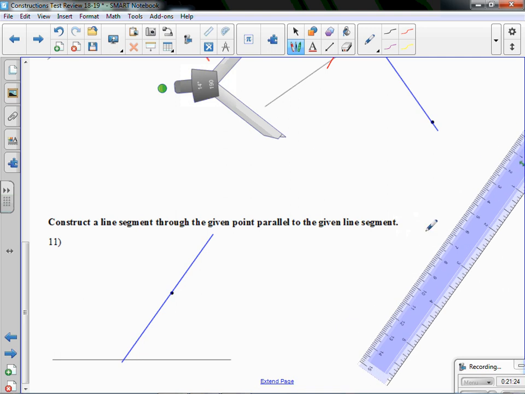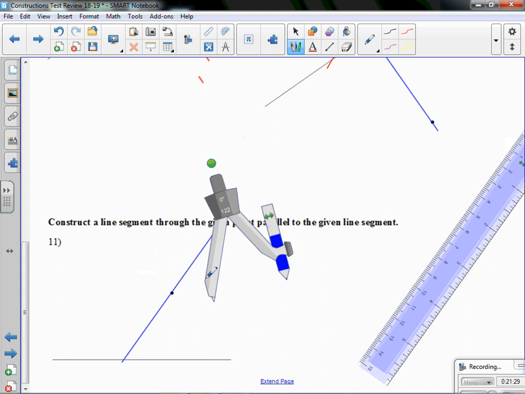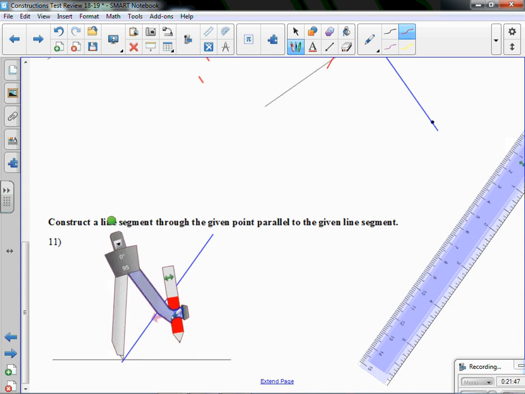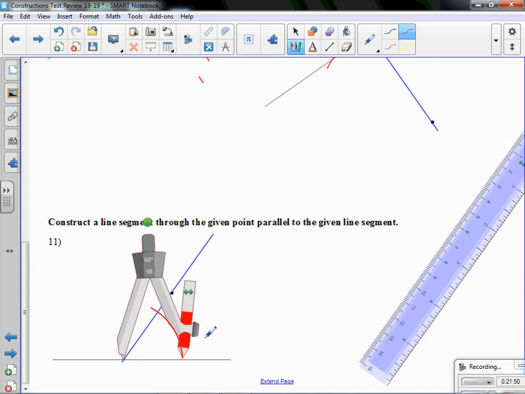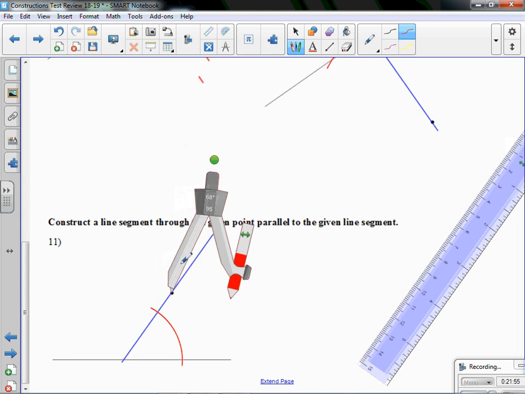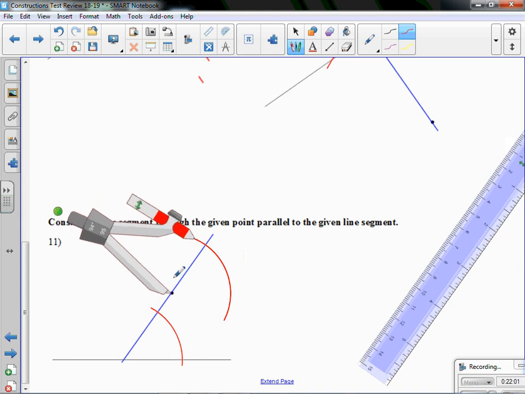So now we're going to go through the process of copying an angle. So first step, put the point of our compass at the intersection of the two lines, or the vertex of the angle. And we're going to make an arc that goes from one side to the other, like so. With the same compass setting, we're going to put the point of our compass on the point here. Make an arc there that goes below where we think a parallel line would go and connects to the side.